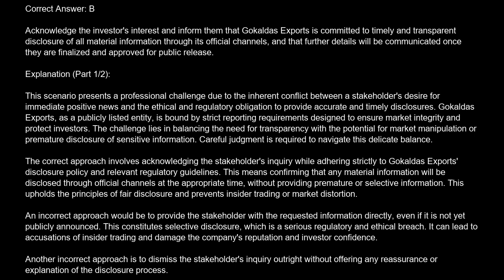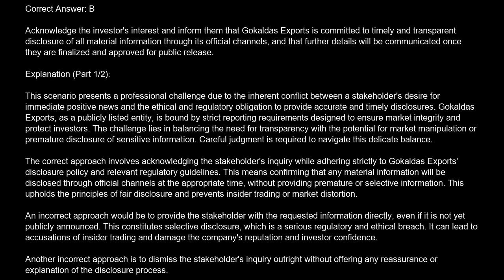Gokaldas Exports, as a publicly listed entity, is bound by strict reporting requirements designed to ensure market integrity and protect investors. The challenge lies in balancing the need for transparency with the potential for market manipulation or premature disclosure of sensitive information. Careful judgment is required to navigate this delicate balance. The correct approach involves acknowledging the stakeholder's inquiry while adhering strictly to Gokaldas Exports' disclosure policy and relevant regulatory guidelines.